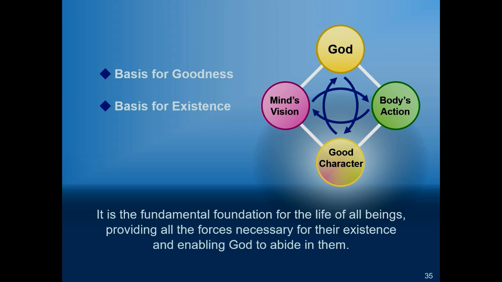So the relationship between mind's vision and body's action, we can create a good character. The mind's vision should come from God, a good vision of goodness. Give and take with the body, and the body is acting in accordance with the mind's vision, and the person becomes a person of good character.